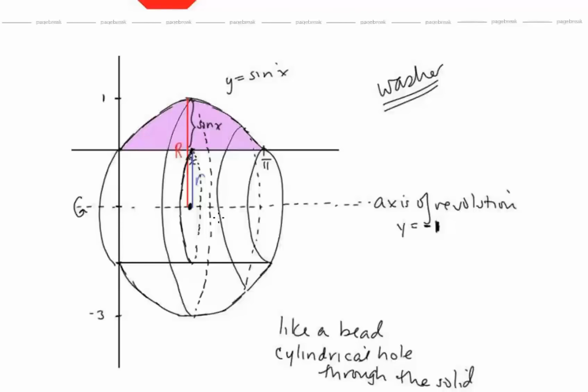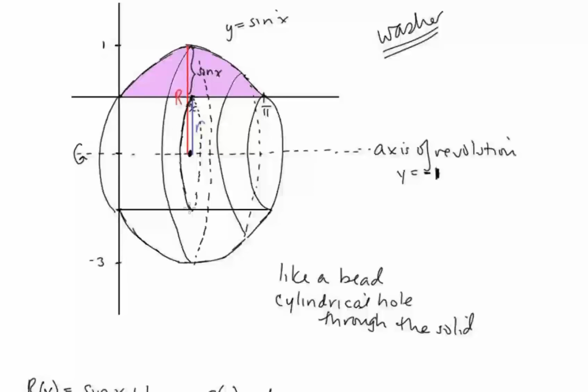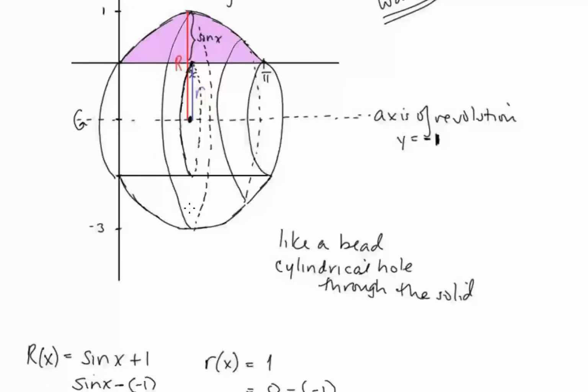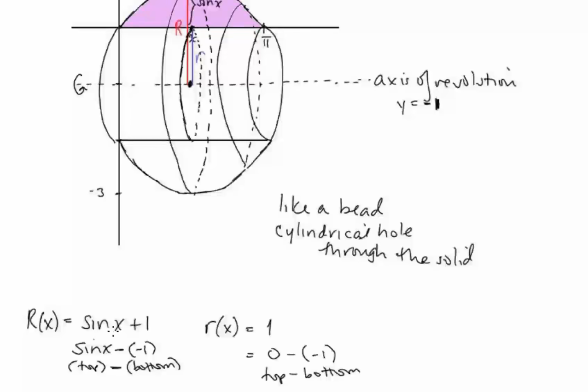And so remember that capital R is the distance from the axis of revolution out to the outer curve. So now how are we going to measure capital R here? The top value for capital R is y equals sine x. The bottom value for capital R is y equals -1. So we always measure our vertical distances as top minus bottom. So that's going to be sine x minus a -1. So that's sine x plus 1.